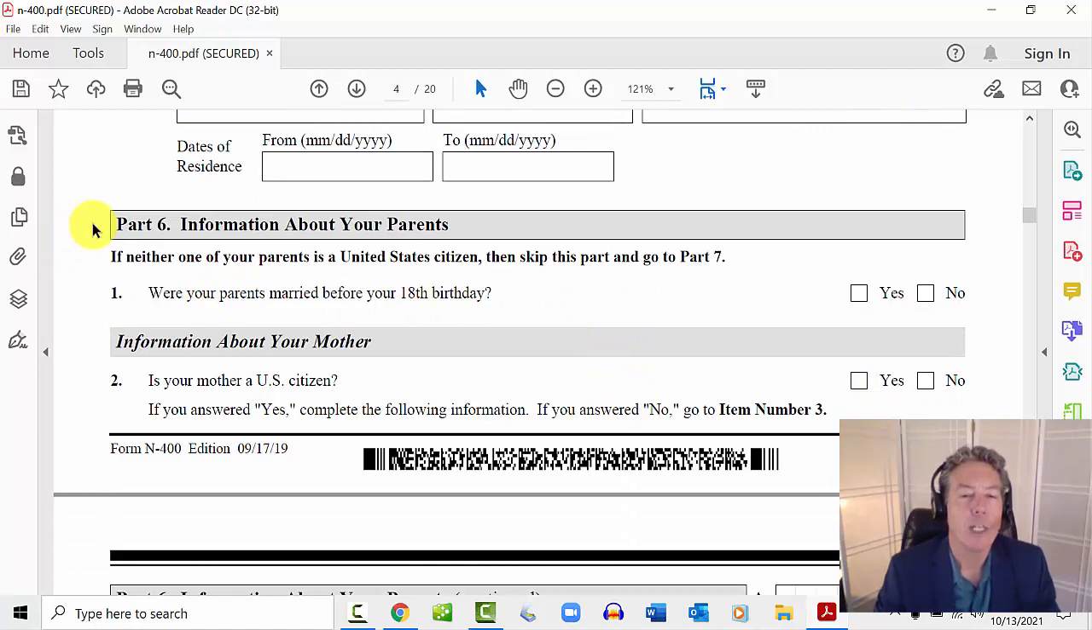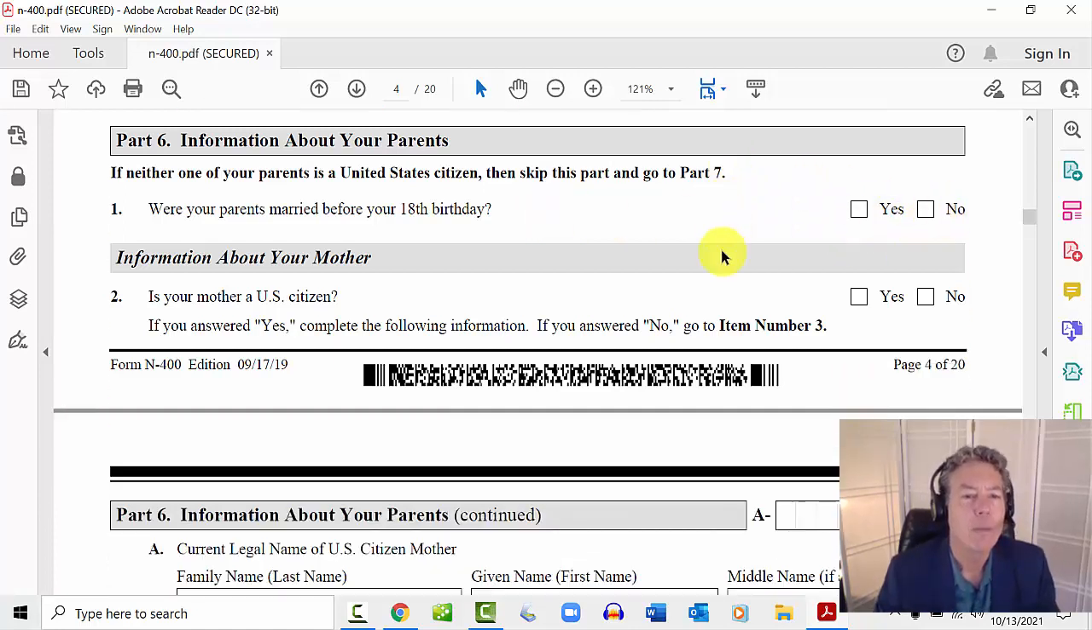So part 6, information about your parents. If neither one of your parents is a U.S. citizen, then skip this part and go to part 7. So I'm applying for naturalization, and they want to know about your parents and if they were married before your 18th birthday. Whether your parents were married or not married can impact the proof you have to show if you are wanting to naturalize through the parents. So you're going to have to answer this yes or no.